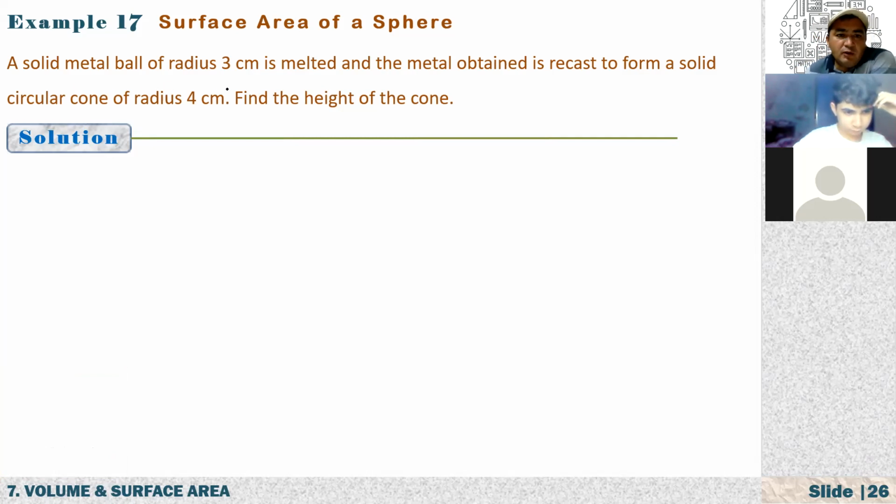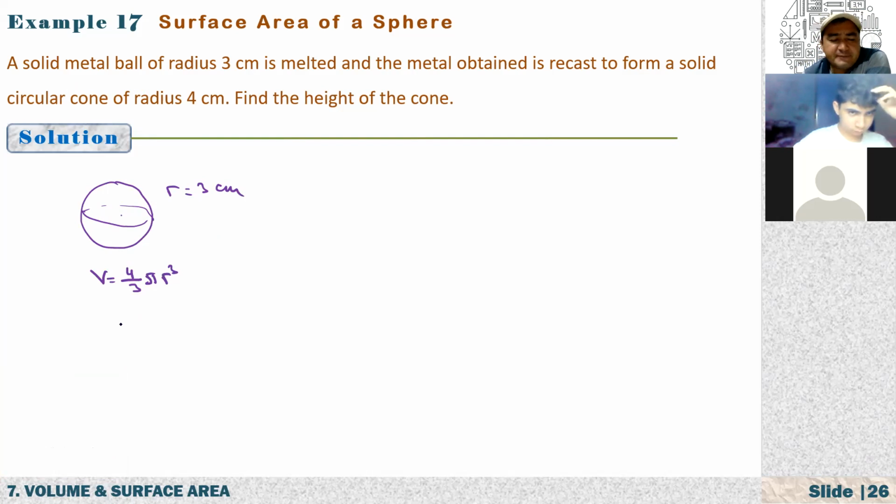A solid metal ball of radius 3 centimeters. We are talking about a solid ball. So here that's our ball, and here the radius is 3 centimeters, right? And what is the volume? Volume is 4 over 3 pi r cubed. Is it correct? And the next one says that a solid metal ball of radius 3 centimeters is melted and the metal obtained is recast to form a solid circular cone of radius 4 centimeters, right? Find the height of the cone.